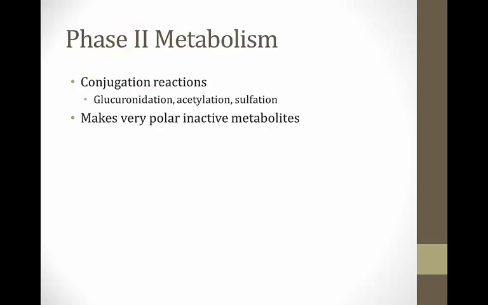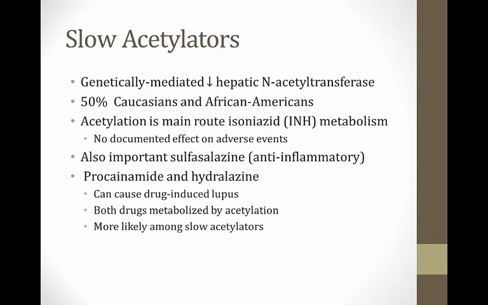Now let's talk about the phase 2 metabolism reactions, and these are generally conjugation reactions. They fall under the type of reactions called glucuronidation, acetylation, or sulfation. And once again, you don't need to know the organic chemistry of all these reactions, you should just be familiar with the names. And phase 2 metabolism generally produces very polar inactive metabolites that go to the kidney to get excreted.